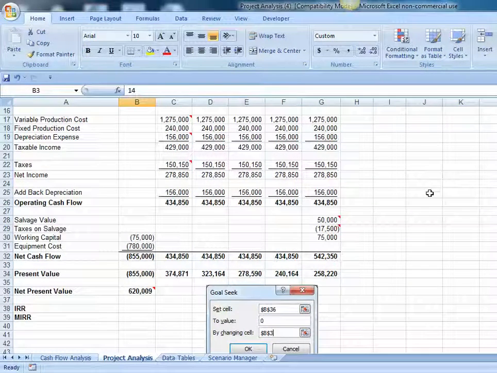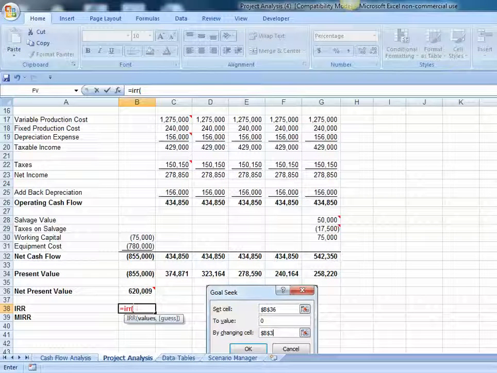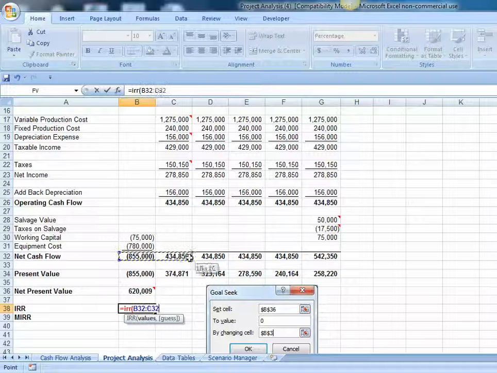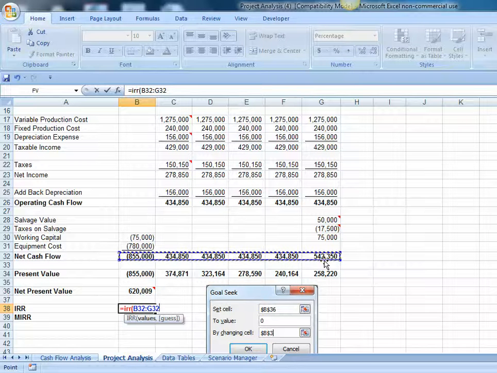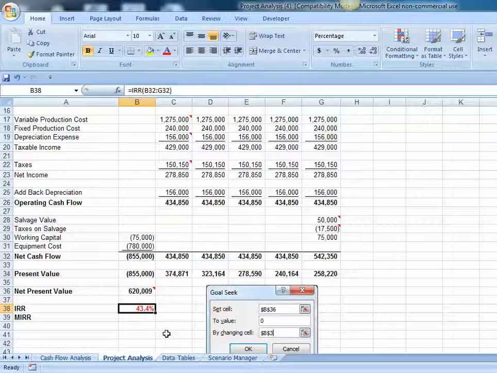Before we go ahead and calculate our break even, let's calculate our IRR equals IRR. And again, we simply highlight the cash flows, time 0 through time 5. And we get 43.4%. Recall, one of the problems with our IRR calculation is it assumes that all of our cash flows are reinvested at this internal rate of return, which can sometimes be somewhat unrealistic.